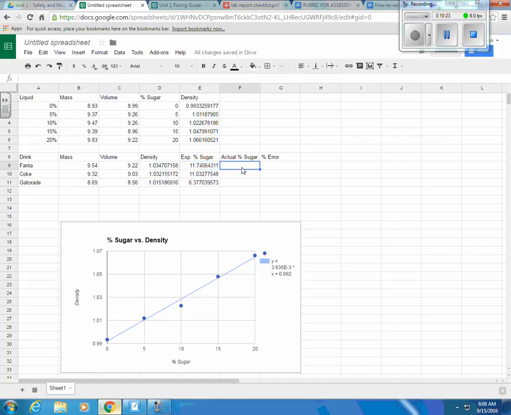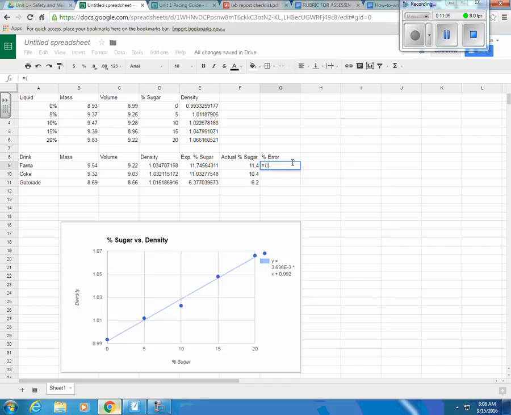Now the actual percent sugar for Fanta is 11.4%. The actual percentage of sugar for Coke is 10.4, and the actual percent sugar for Gatorade is 6.2. Now we have our experimental percent sugar and our actual percent sugar, and we're going to calculate percent error. You can use the absolute value function if you want, but I think that's a little more confusing here than it needs to be. So just take the positive value of it. If it's a negative, just take the negative sign off of it.